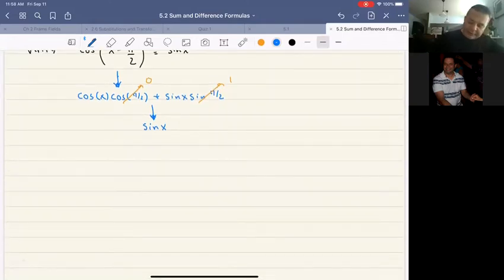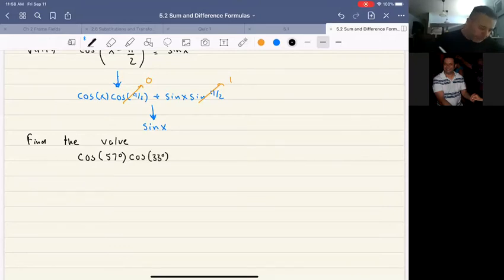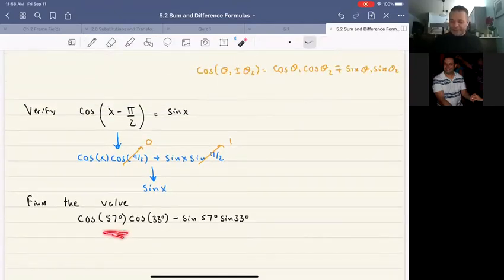Next problem on our list, number 44. We're going to find the exact value of the expression. It is cosine of 57 degrees cosine of 33 degrees minus sine 57 degrees sine 33 degrees. Now we have to ask ourselves, which one of these are we doing? I don't know why I have a tendency to put the parentheses on the first ones, but not on the second. It's just a habit, I guess.